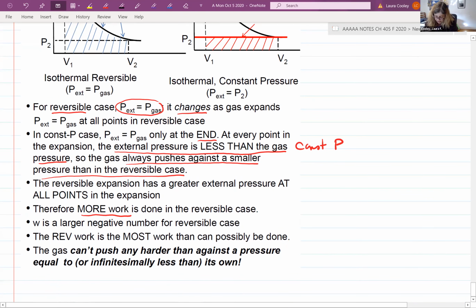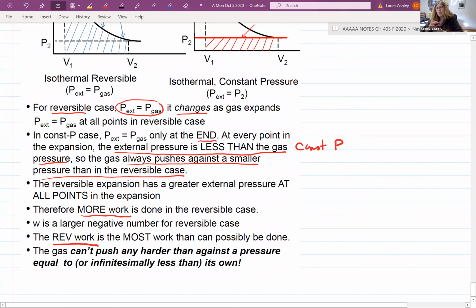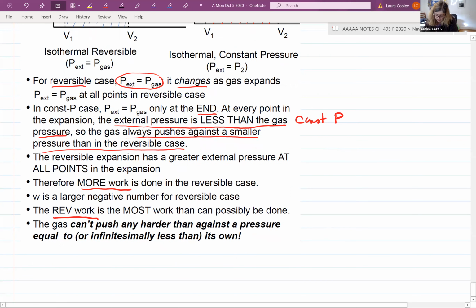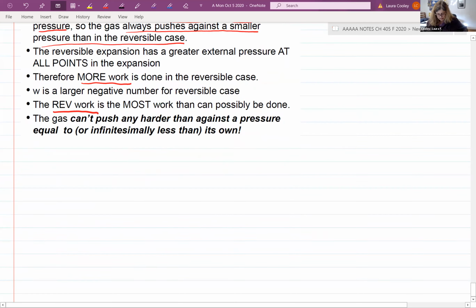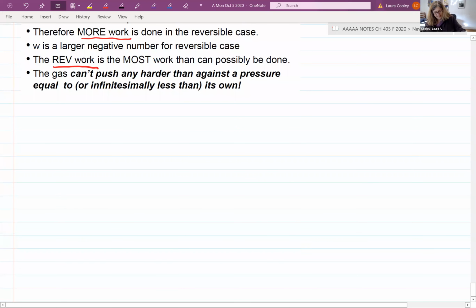And not only that, but the reversible work is the most that that gas can do because it can't push any harder than against its own pressure. Okay, so I think I've beaten that enough. So now let's see. You could see that we have sort of shown by example this very important fact that work is path dependent.